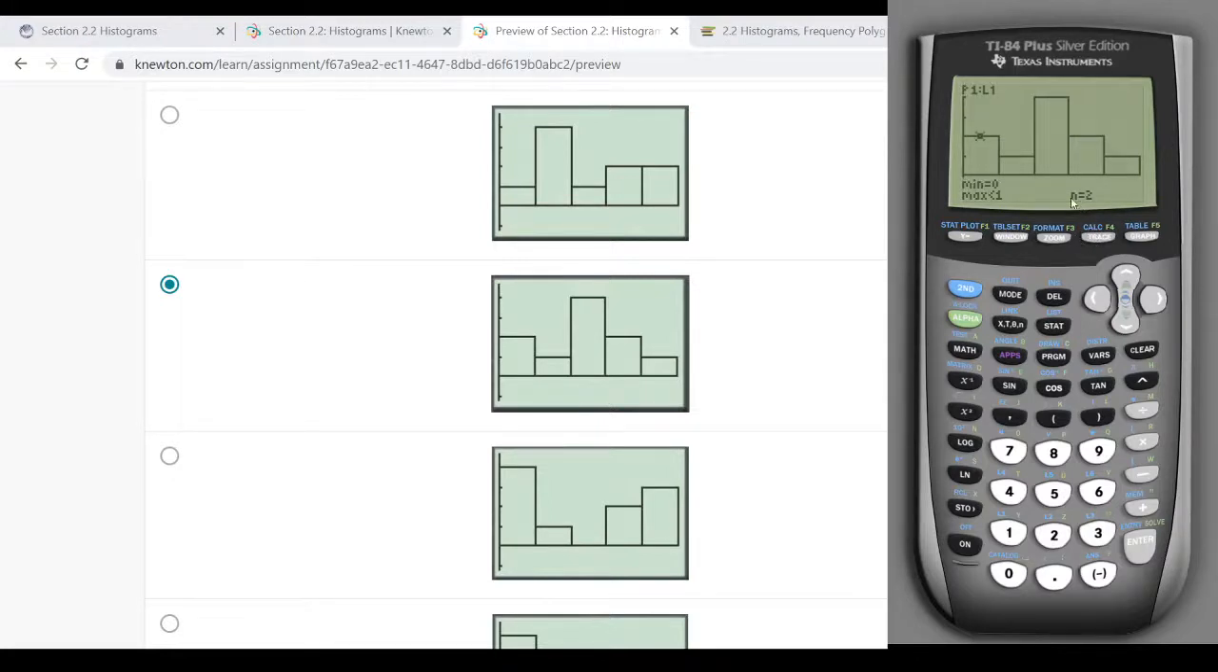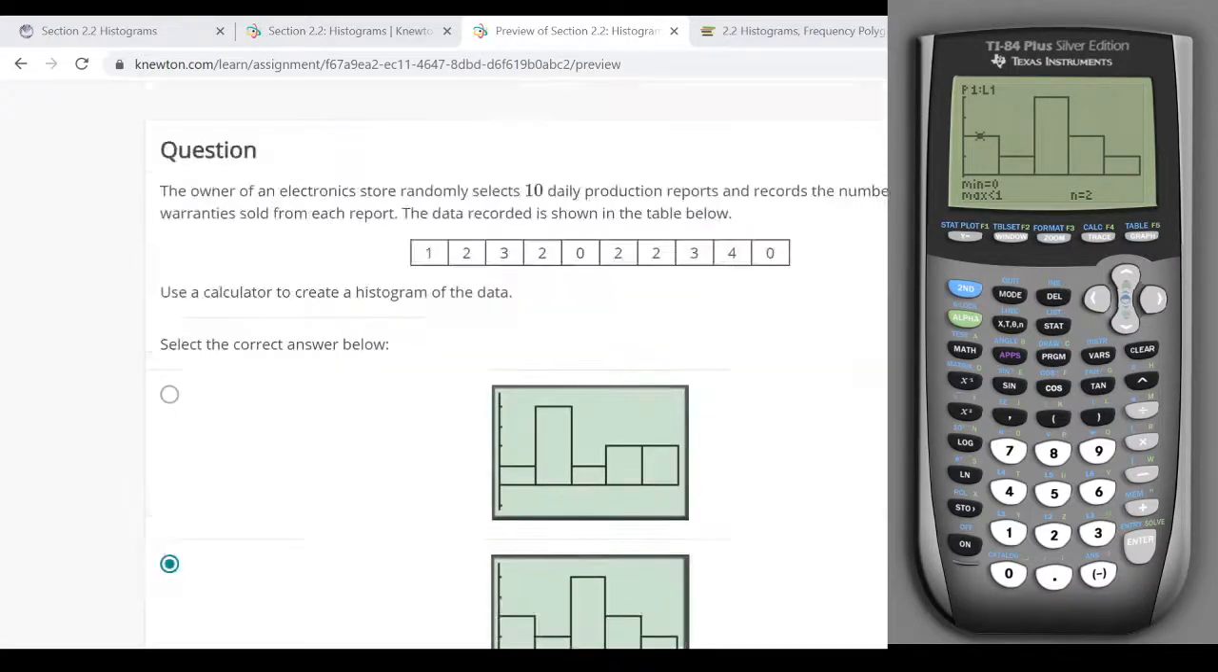And it tells me that 2 of them were from 0 but less than 1. So there were 2 zeros, and if you go back to the assignment, look, there were 2 zeros. Look at that, 0, 0. Move over. It says n equals 1. One value that was from 1 to 2 but less. So just 1. You can clearly see there's only one 1.